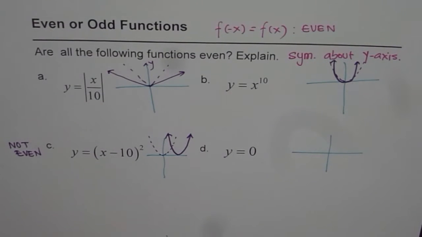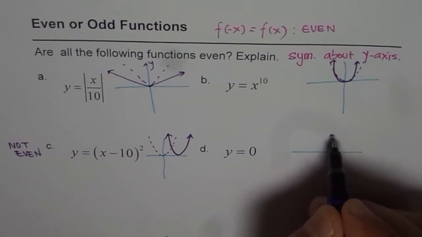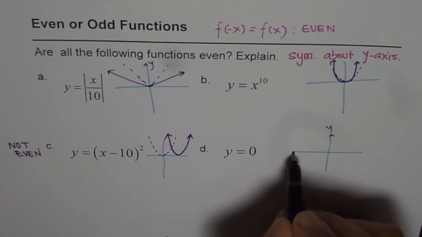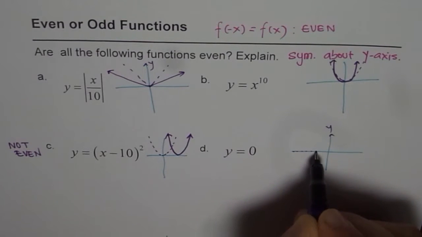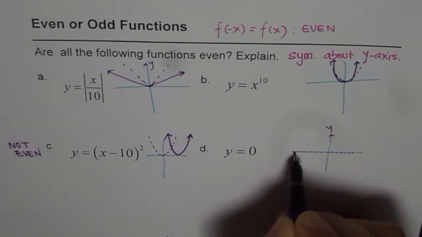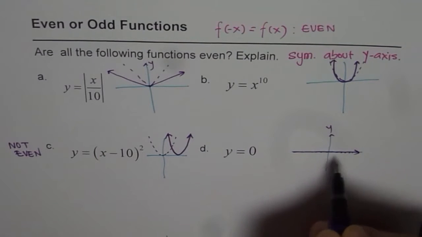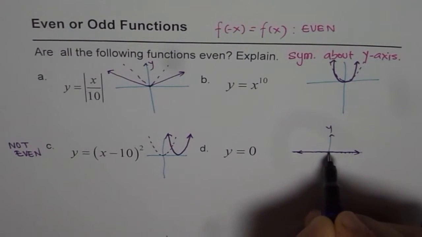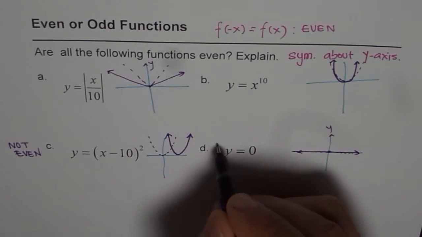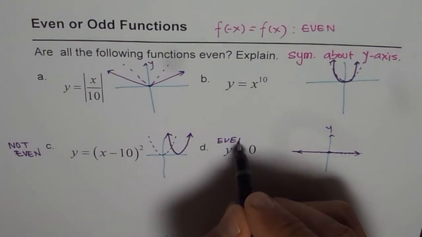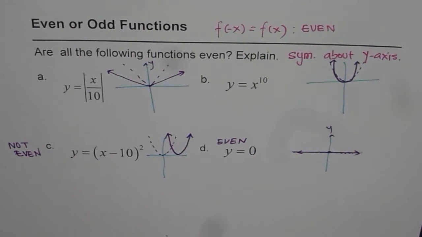Others are even. Now part D is y equals 0. y equals 0 means the y value is 0 for every x value. It means the x-axis. Now you can see here it is even, symmetric about the y-axis, and therefore this one is also even. So from the graph we can show that all of these except part C are even.